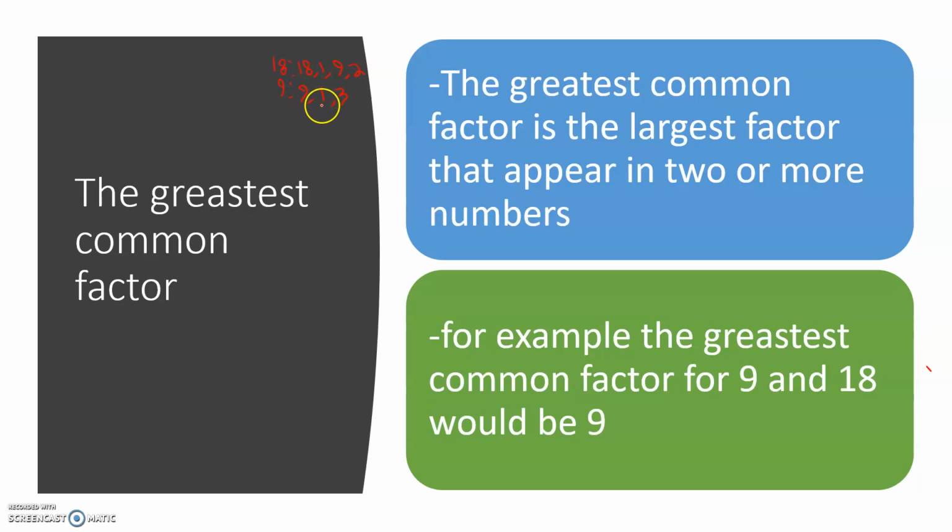So let's see which ones are in common of these two sets of factors. 9 and 9 are common, and 1 and 1. But it's the greatest common factor, so this is asking you the greatest one. So 9 is greater than 1. Therefore the answer would be 9.